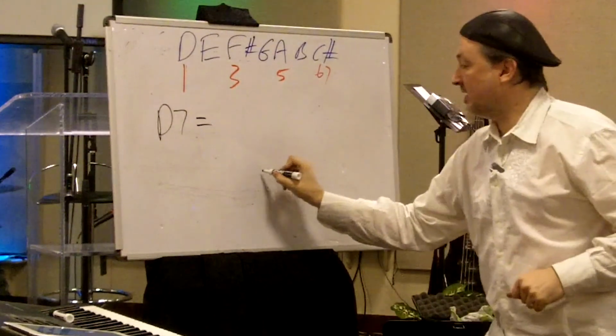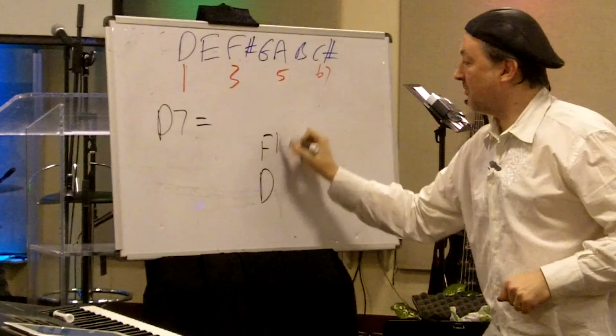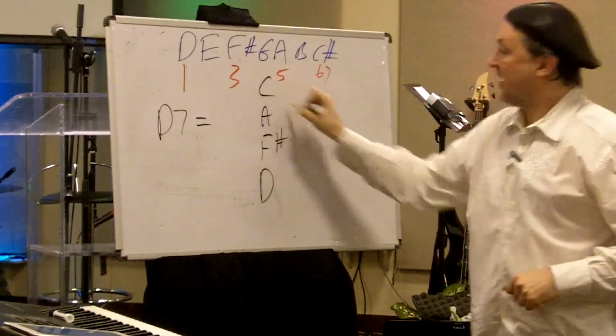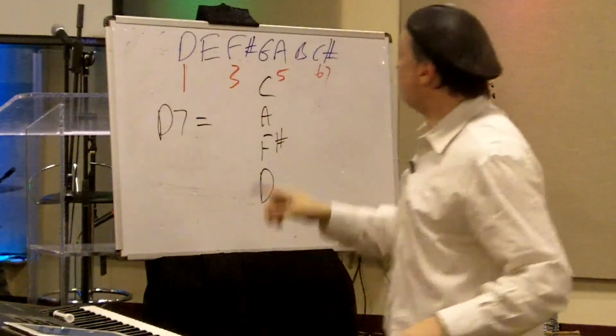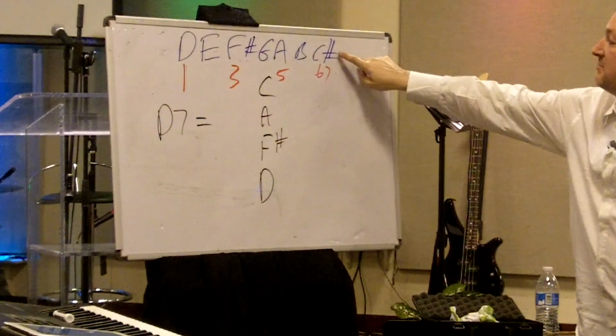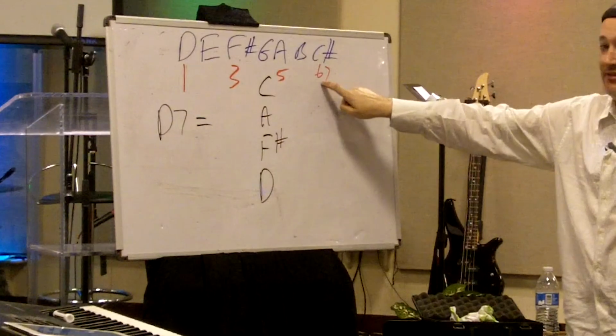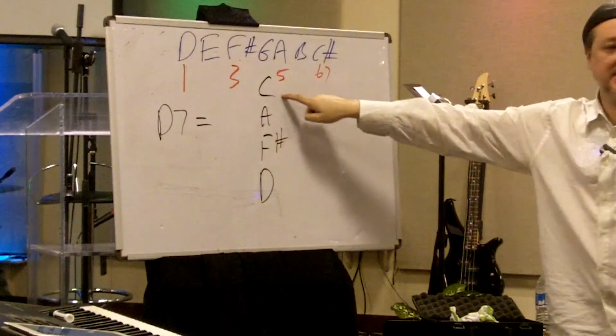Our notes are going to be D, F sharp, A, and C. Sounds like this. Somebody said C sharp and it's wrong. C sharp is the major 7. We want to flat the 7. C sharp down a half step is C natural.